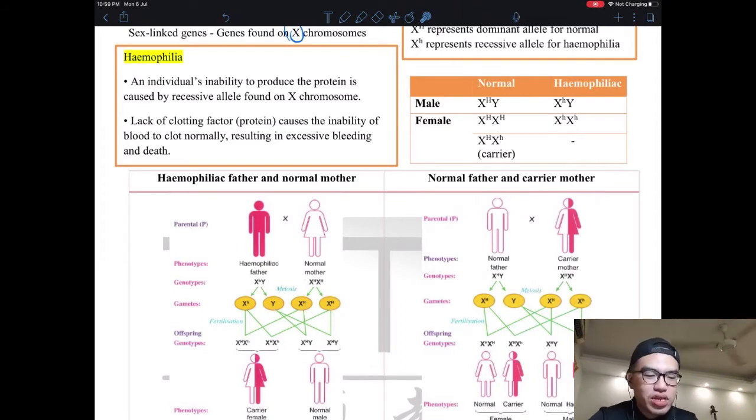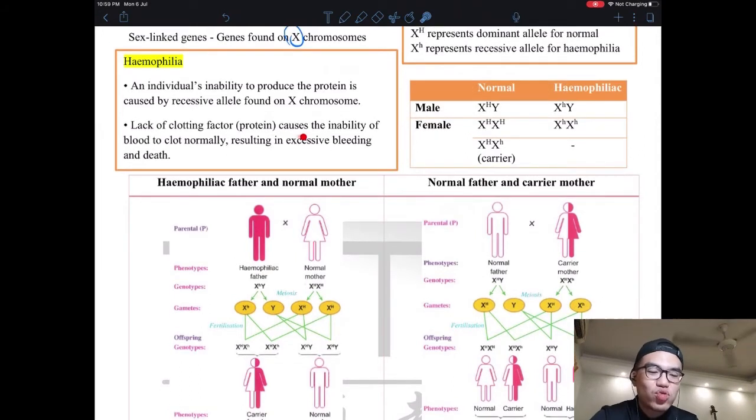So lack of clotting factor causes the inability of the blood to clot normally, resulting in excessive bleeding and death. Okay, so it's not that your blood doesn't clot, maybe it clots very slowly. You will die from excessive bleeding. A lot of people don't know they have this.